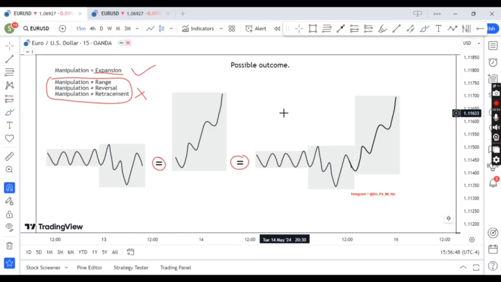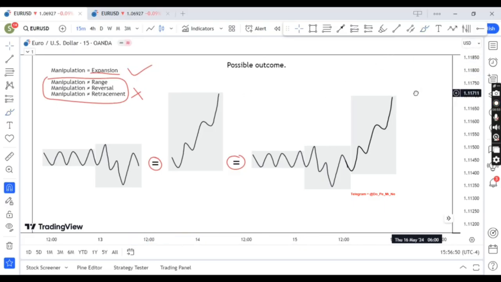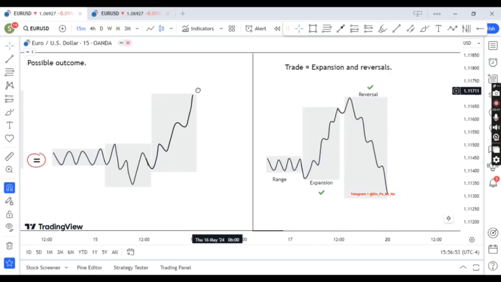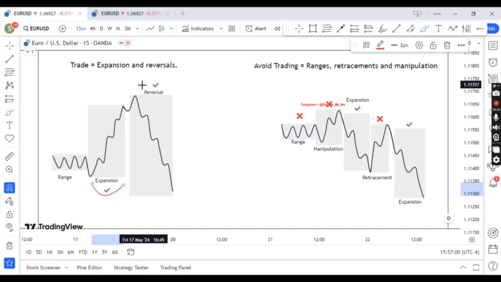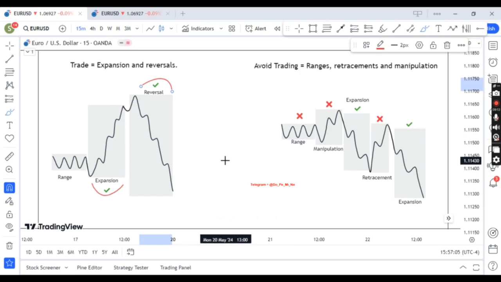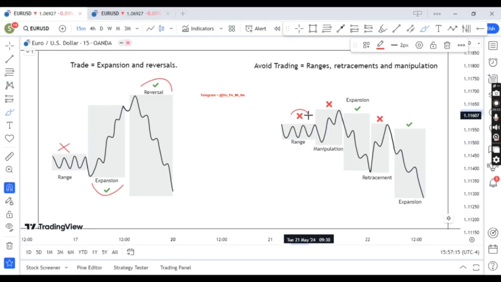Now, another important thing about market profiles is that generally you would want to avoid ranging, retracement, and manipulation profiles, and only take part in expansion and reversal profiles. Those are the only two profiles which most, if not all of you, should particularly focus on, and you should avoid trading the rest of the profiles. For advanced traders, you can trade the manipulation profile too, but for now, for our betterment and improvement, we're going to avoid the manipulation profile and only trade expansions and reversals.